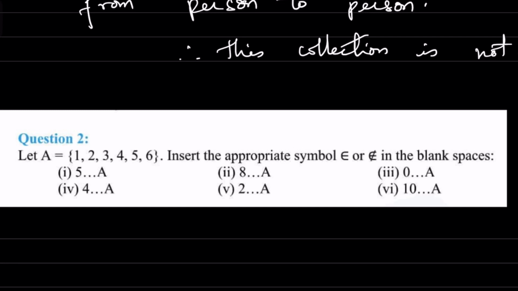Second question. Let A be equal to {1, 2, 3, 4, 5, 6}. Insert the appropriate symbol belongs or does not belong in the blank spaces. So the first one, you can see 5 dash A. Does 5 belong to the set A? It is there in the set, so this is denoted as belongs to. So you can see 5 belongs to set A.